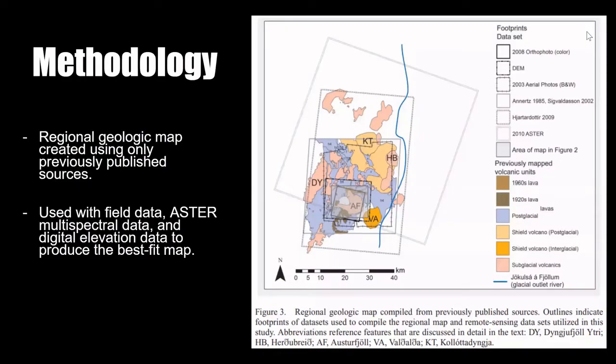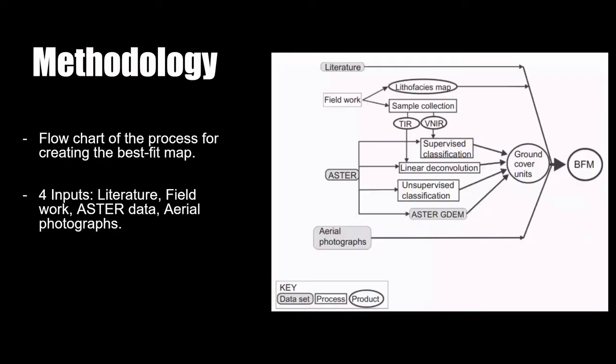And this first figure shows us a regional geologic map of our study area and the footprints of the datasets used. This will be important later when it's compared with other data to produce the best fit map. And this next figure is really great at summarizing the methodology section of the report because it highlights the 4 main inputs and how these were utilized and analyzed in order to produce the best fit map.